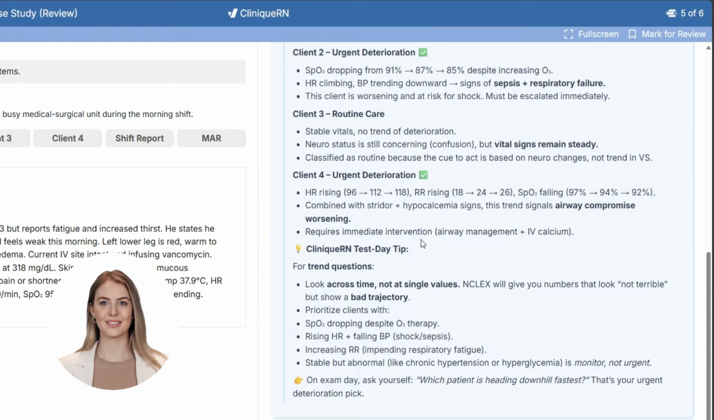CliniqueRN Test Day. Tip: for trend questions, look across time, not at single values. The NCLEX will give you numbers that look not terrible, but show a bad trajectory. Prioritize clients with peripheral capillary oxygen saturation dropping despite O2 therapy. Rising heart rate plus falling blood pressure, shock or sepsis. Increasing respiratory rate, impending respiratory fatigue. Stable but abnormal, like chronic hypertension or hyperglycemia, is monitored, not urgent. On exam day, ask yourself, which patient is heading downhill fastest? That's your urgent deterioration pick.